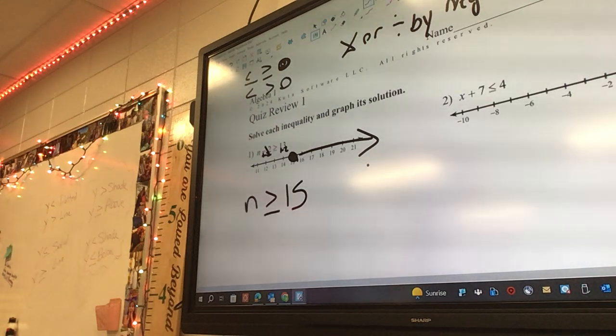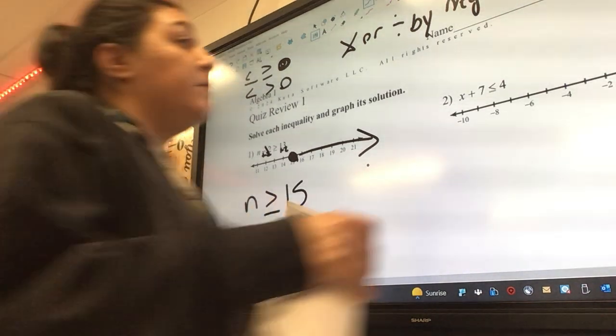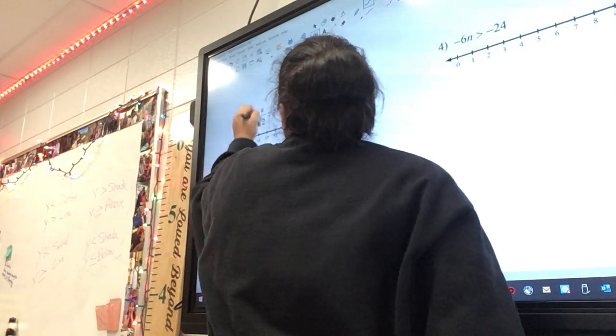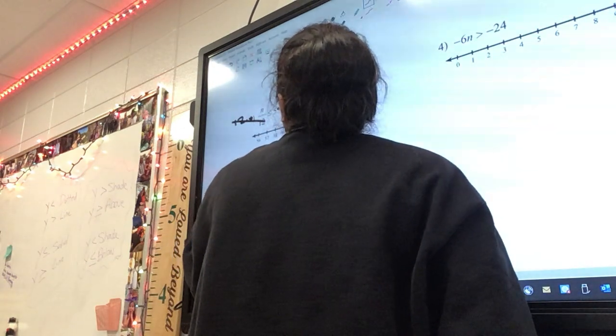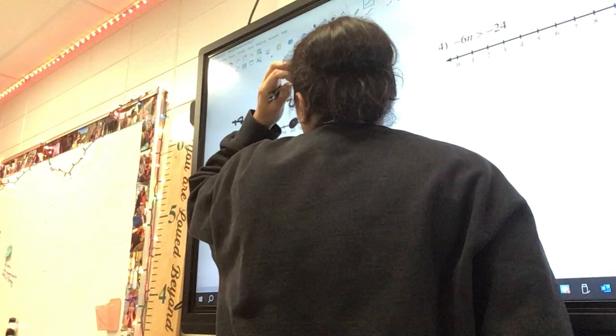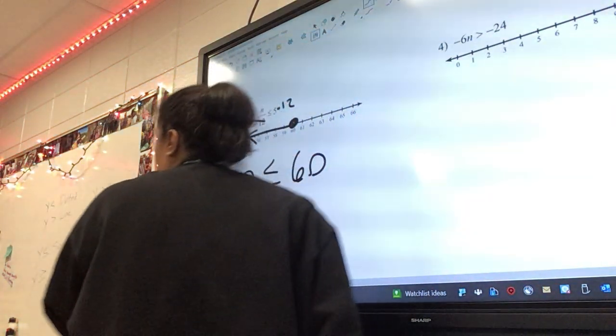Multiply by 12 on both sides. And what is 12 times 5? 60. Okay, so we're going to get closed, going which way? To the left.